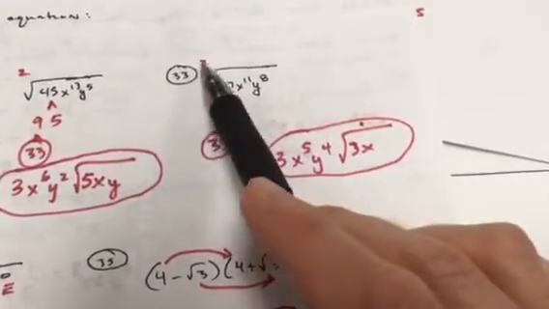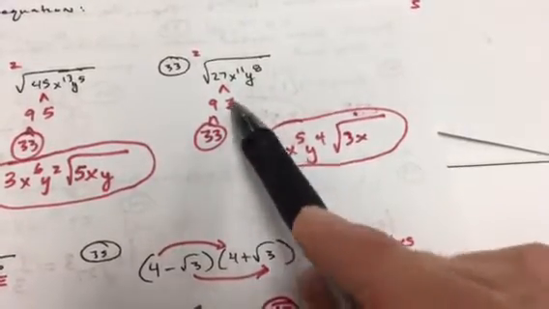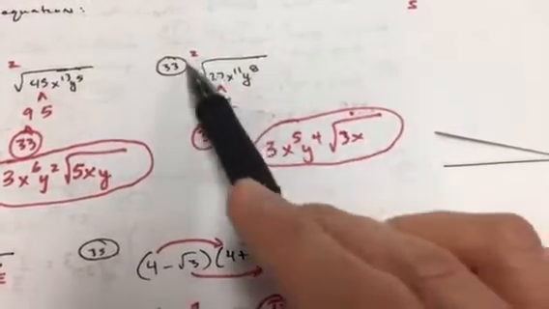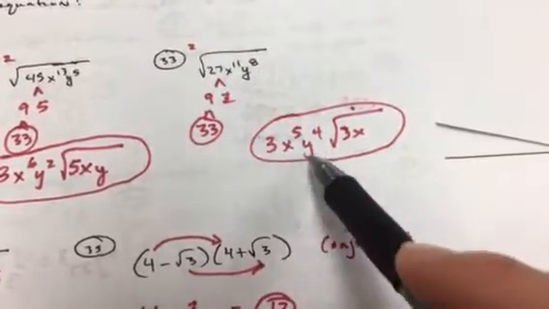And 33, the second root of 27. You got a pair of 3s that breaks out. Another 3 stays in there. 2 goes into 11 5 times with 1 left over. 2 goes in 8 4 times exactly with the y's.